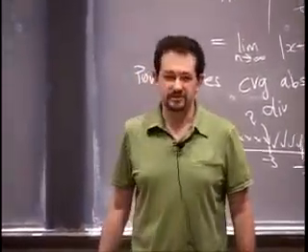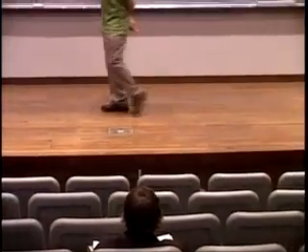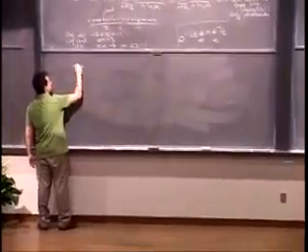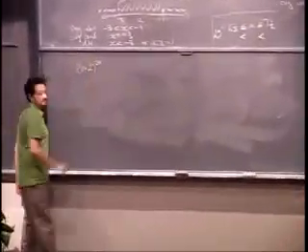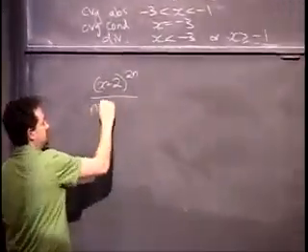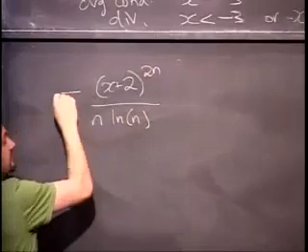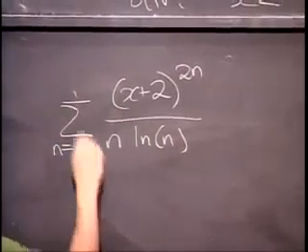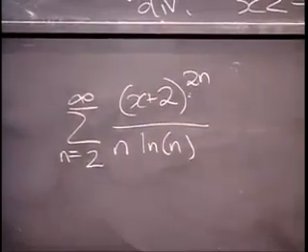Any questions? Yes? What if you had made the x plus 2 to the 2? You mean, with an x plus 2 squared. So you're saying if the top had been x plus 2 to the 2n? Okay, so I presume that you want the bottom to stay like this? Yeah. Okay, so that's a power series where you're only going to get even powers.